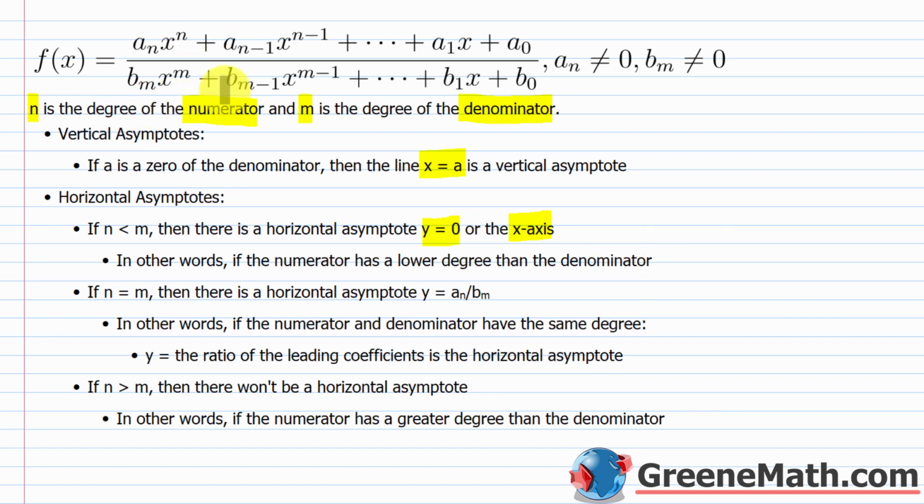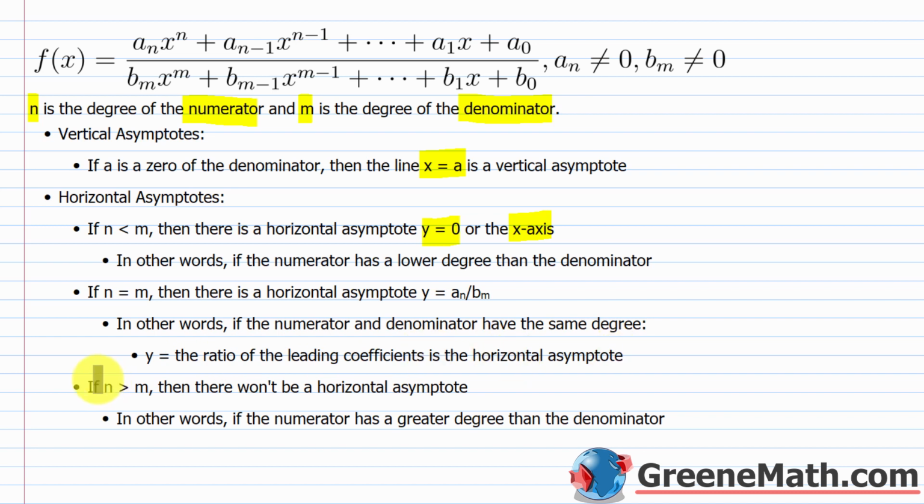Then this scenario here is if n is equal to m. In that case, there's going to be a horizontal asymptote, which is y equals a sub n over b sub m. Okay, so it's the ratio of the leading coefficients. So this guy over this guy. And you'll see an example of that and where that's coming from. In other words, if the numerator and denominator have the same degree, y equals the ratio of the leading coefficients is the horizontal asymptote.